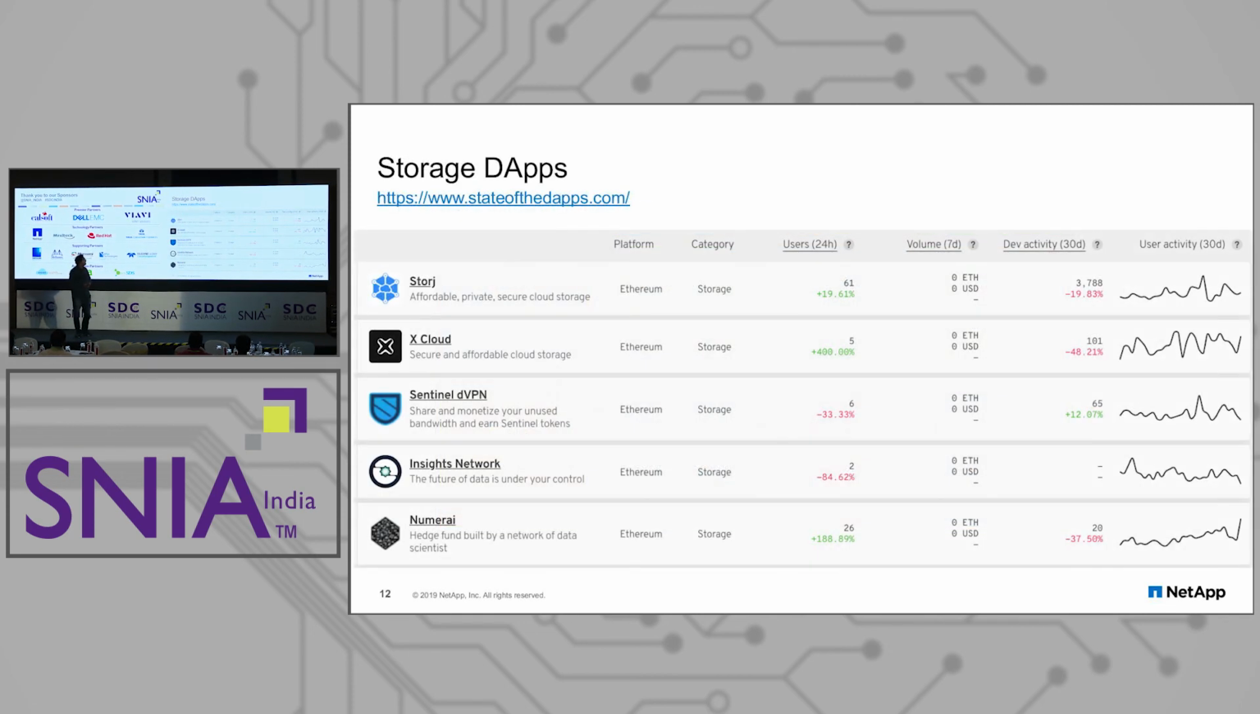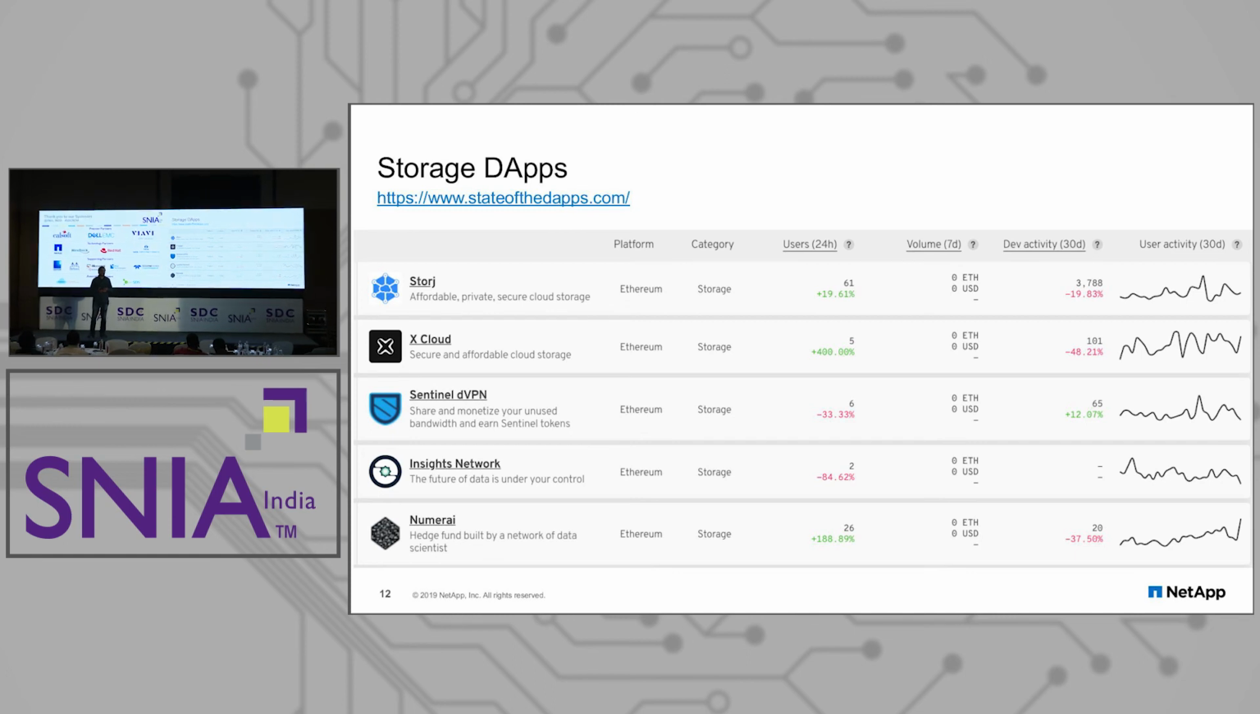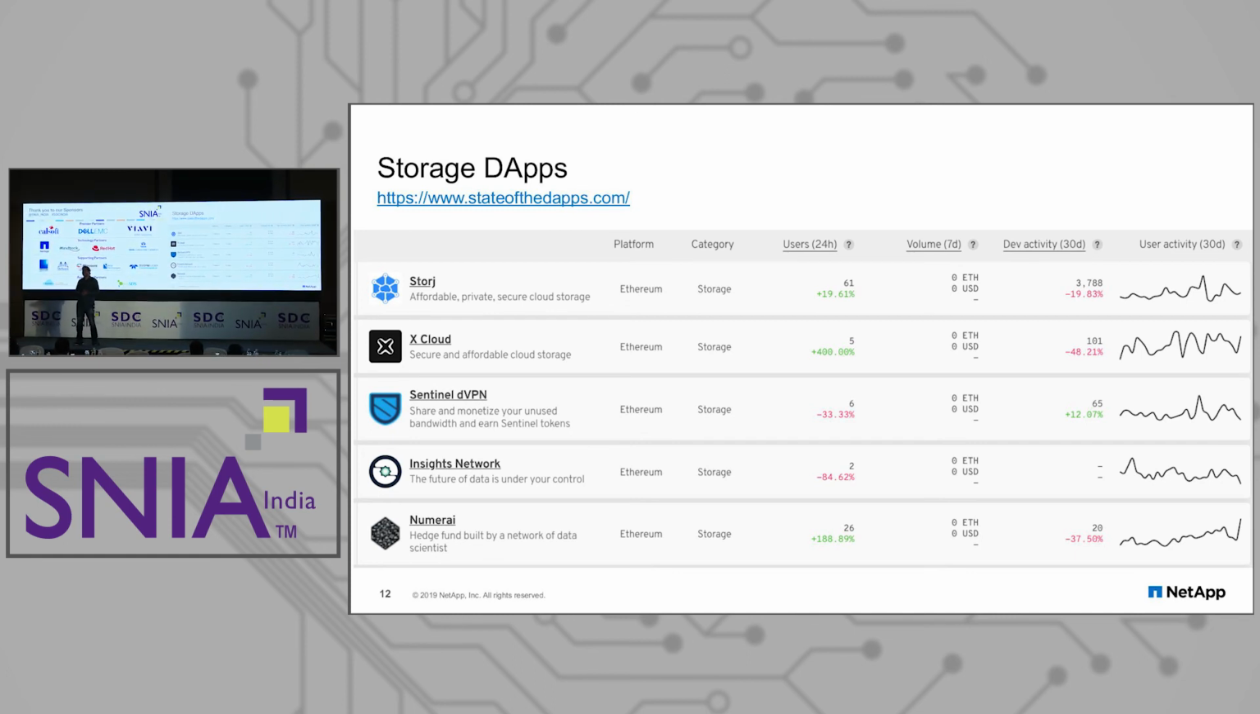So coming to storage dApps, some storage dApps have been developed. Here Storj is one of the key examples. What they do is leverage the public blockchain, taking storage from the individual disks of different hosted nodes, and they are incentivized with some kind of cryptocurrency for consuming those resources.